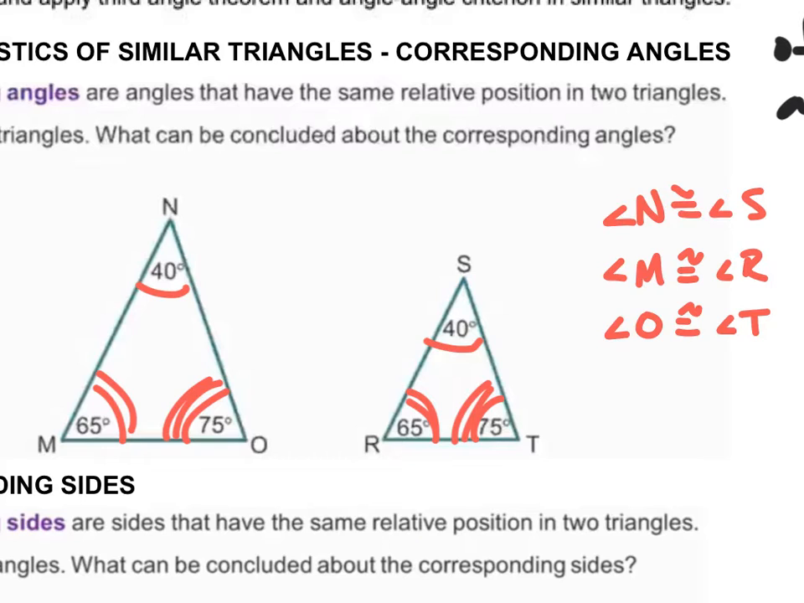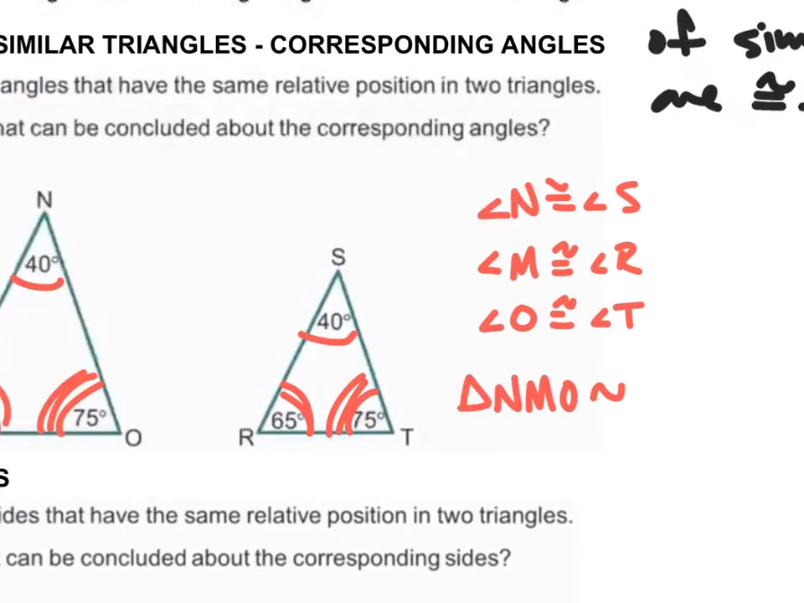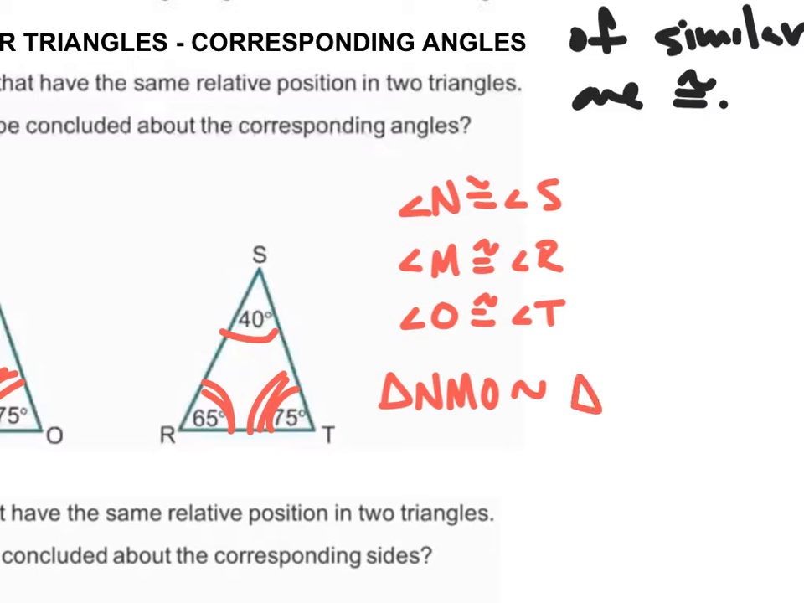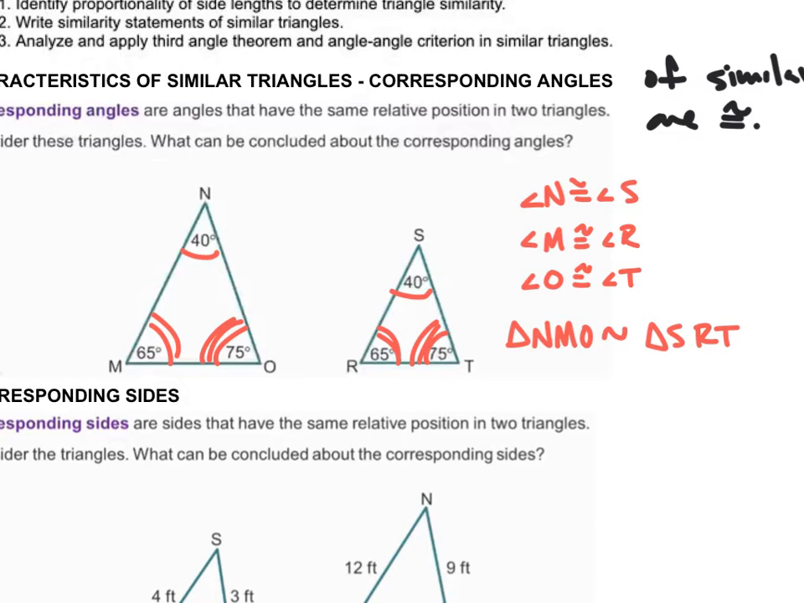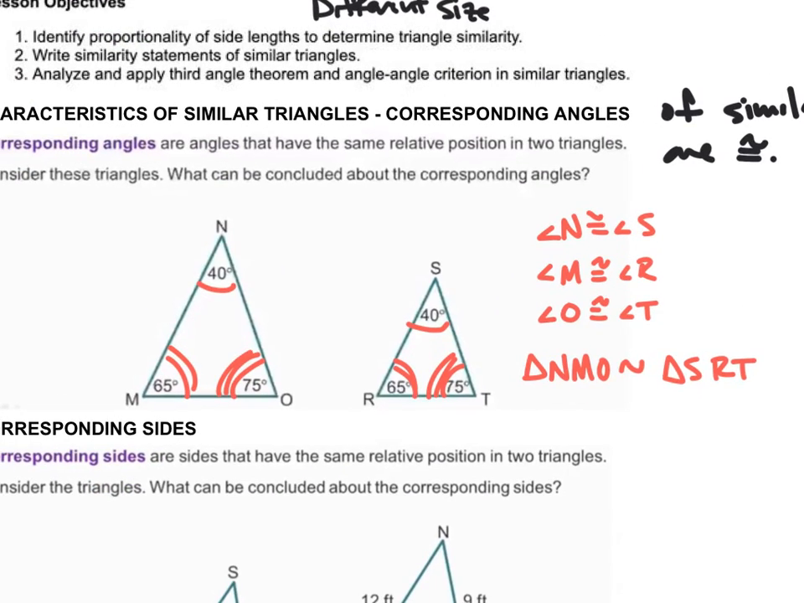So because of all those statements, we can then conclude that triangle NMO is similar to triangle SRT, okay? And from that, we can write those statements, and this is a similarity statement saying that one triangle is similar to the next. So if all of the angles of one triangle are congruent to all the angles of another triangle, then we conclude that the triangles are similar, that they're the same shape but different size.